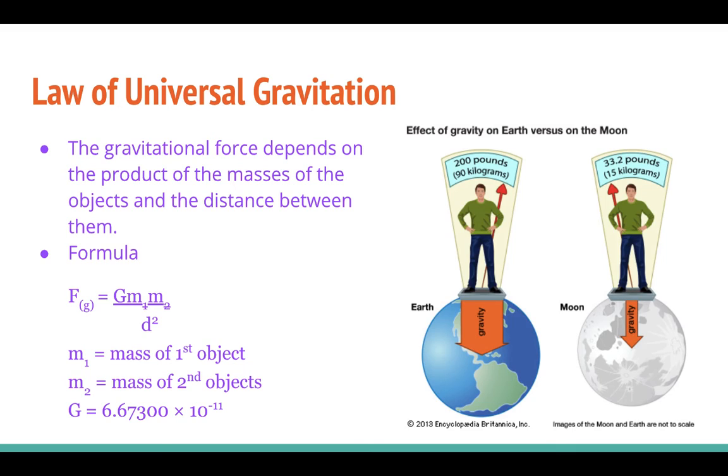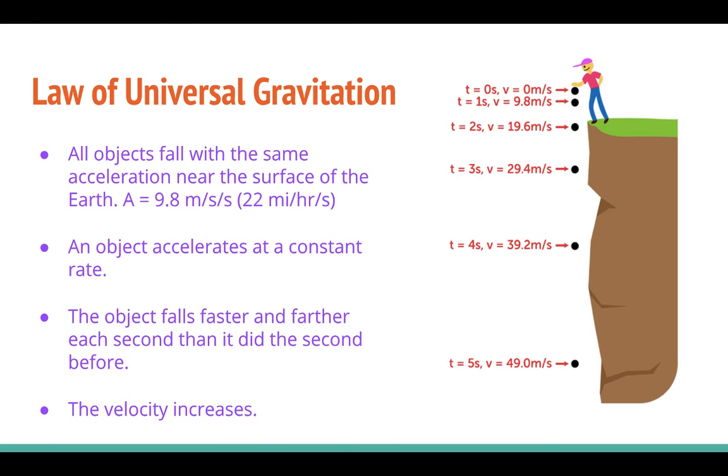That has to do with the size of the moon. The moon is much smaller than the Earth. Therefore, there's going to be less of a pull. So that is why our weight is different on the Earth versus the moon, but our mass is the same. The mass does not change. You don't change how much there is of you from the Earth to the moon.